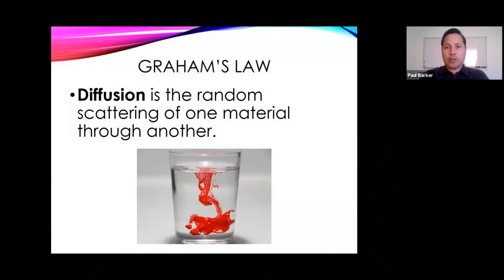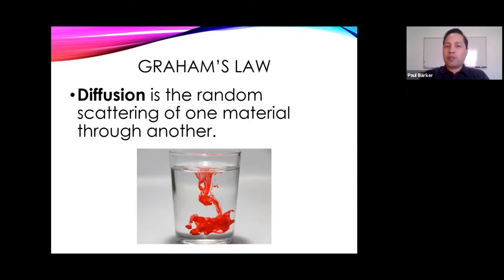Let's start with Graham's law. First part of Graham's law is understanding what is diffusion. Diffusion is the random scattering of one material through another. In the picture you see right there, we have a drop of food coloring being placed in a cup of water. And that food coloring will diffuse throughout the whole cup. Eventually, it will be evenly spread out.